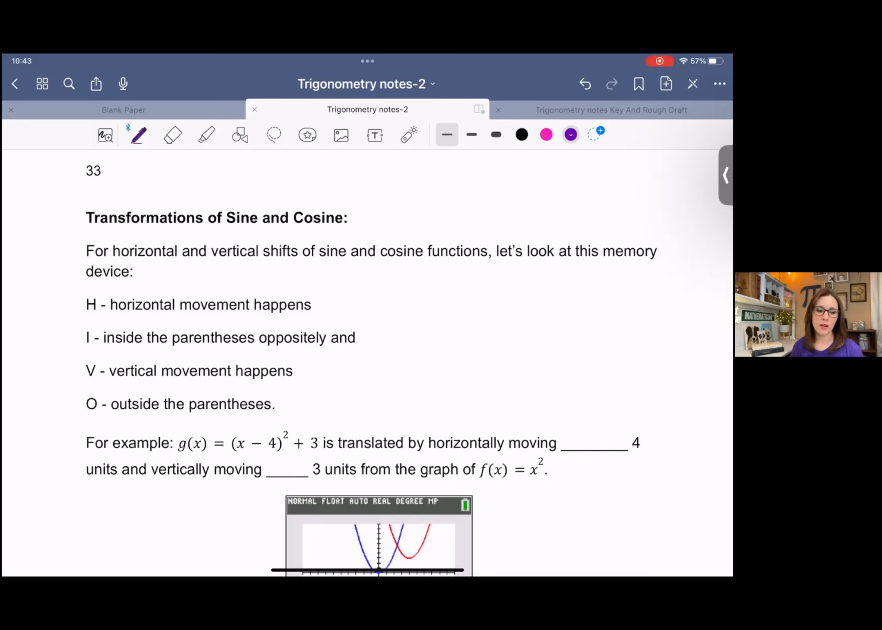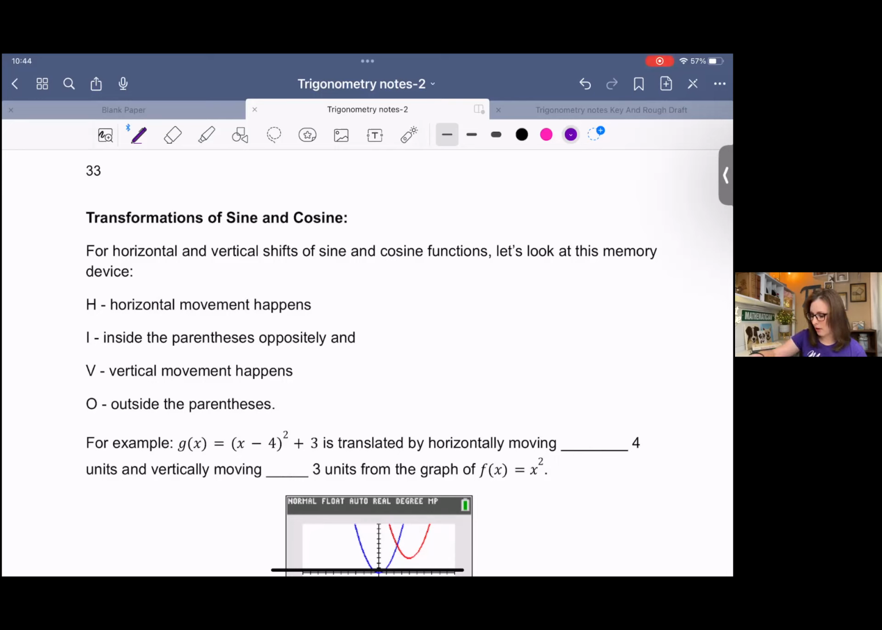So HIVO is just a memory device for horizontal movement happens inside the parentheses oppositely, and vertical movement happens outside the parentheses. Okay, so that's kind of a lot of words. So you could shorten that to horizontal inside, vertical outside. That's much shorter, but I made it a little bit longer because the horizontal movement inside the parentheses is opposite of what you think. And this comes from the standard equations basically having a minus already in it. And so minus is just part of the formula basically, and then that number is where it moves.